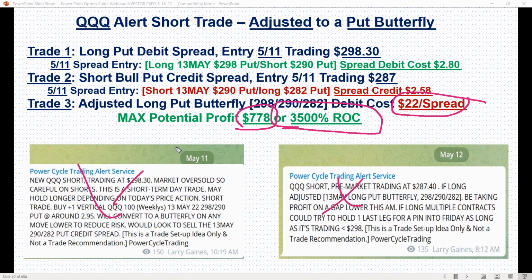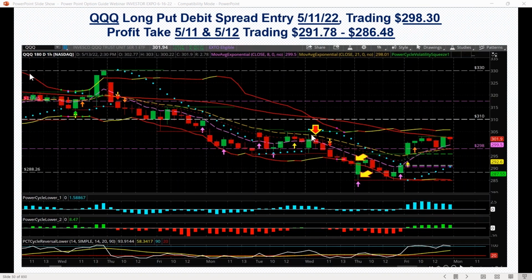All right, so this was an alert trade. It shows you here the setup. That's the cool thing about it. These are pretty exciting when you get these things working for you. So here's the initial trade right here on the put debit spread. It dropped down here at that point when it was trading at 291. We adjusted the balance of it into this put butterfly, and now had only $22 of risk in the trade.